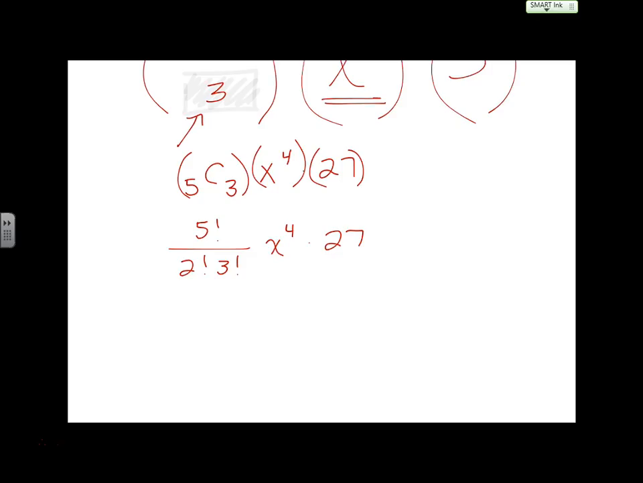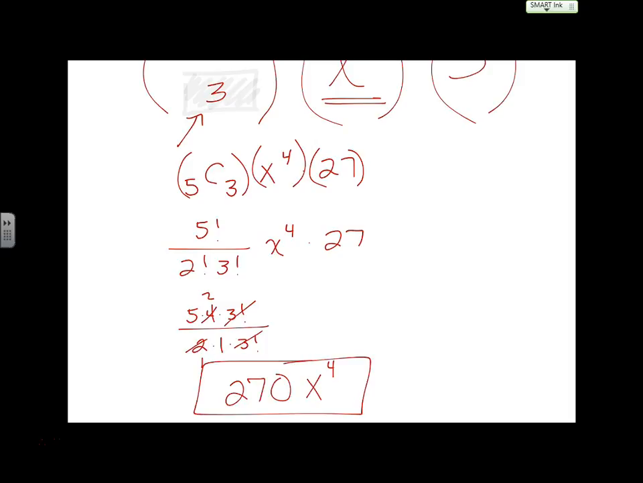5 times 4, don't worry, we got this. 2 times 1 times 3 factorial, that's going to cancel, that's going to cancel, that's a 1, that's a 2. 10 times 27 is 270, x to the 4th. Did you get the 2 on the bottom? Oh, 2 times 1.